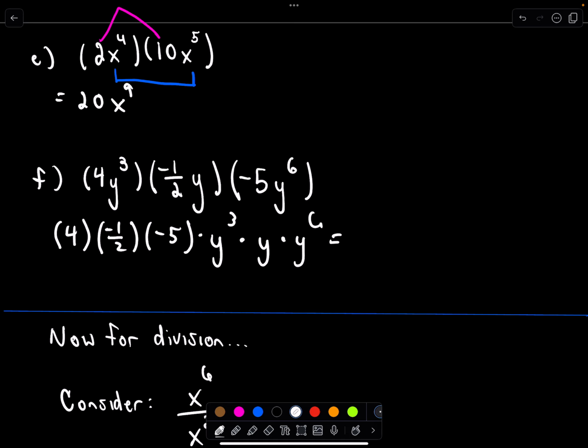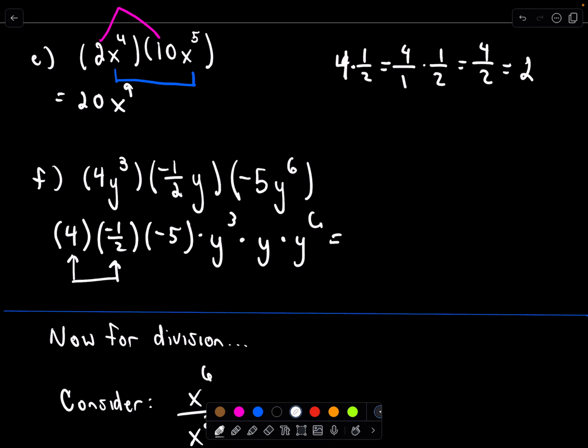Well, let's see. The first thing I think is I've got a positive. My first number is positive times a negative. That's going to give me a negative. But then a negative times another negative is going to give me a positive. So I know at the end of the day this is going to be a positive number, but I'm not going to write the positive. So now forgetting about the signs, I have 4 times 1/2. Well, that's 4 over 1 times 1 over 2. We could write that as 4 over 2 or 2. So 4 times 1/2, that's 4 divided by 2 or simply 2.